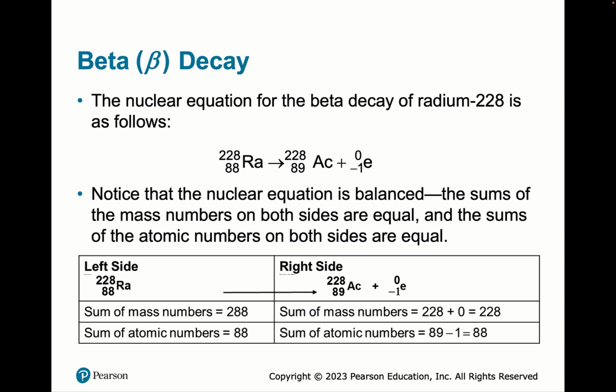For instance, here, radium can beta decay into actinium and a beta particle. You can see the same thing is true: the top numbers and the bottom numbers are the same. So 228 on both sides of the equation, 88 for the atomic number of radium, 89 for actinium. But then you have the -1 from the electron, so you can see that the charge is balanced. They're both 88 on both sides.